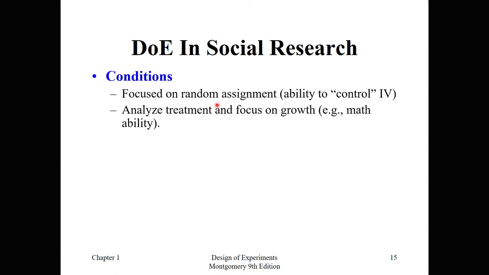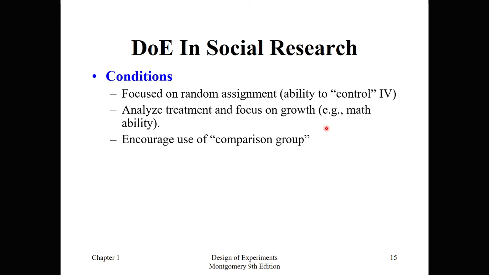So very often in social research, our goal is to look at a particular treatment and to see how it affects a particular outcome. So we look at, did the outcome improve? Is improvement going up? Is improvement going down? And that's where the idea of growth comes in. So let's say math ability, it's a classic example, at least for me, I'm an old math teacher. So did your math ability increase because of the new curriculum?